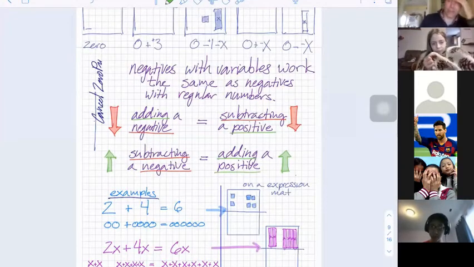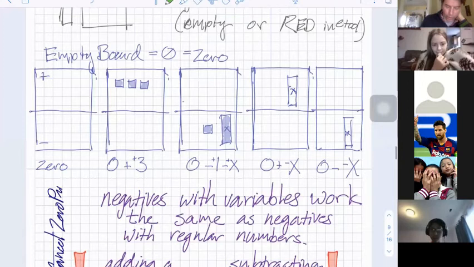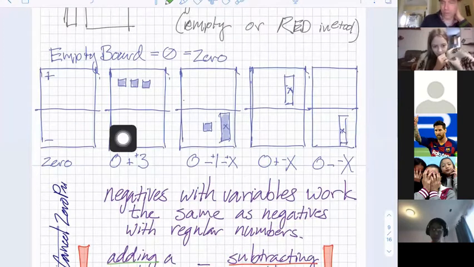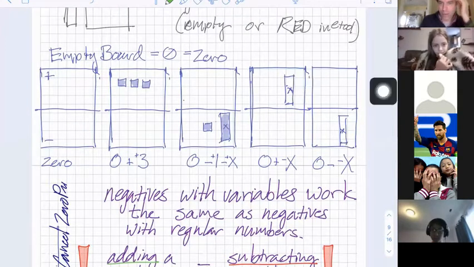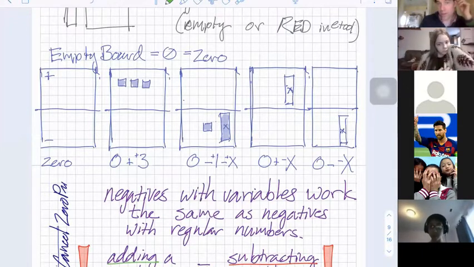So I feel like people seem pretty comfortable with those, but if you're not, let me know. Or if these things feel weird, I want to know about it, but it seems like people are getting that more or less. Does anybody have any questions about these weird expression mats? No questions. Okay. All right.